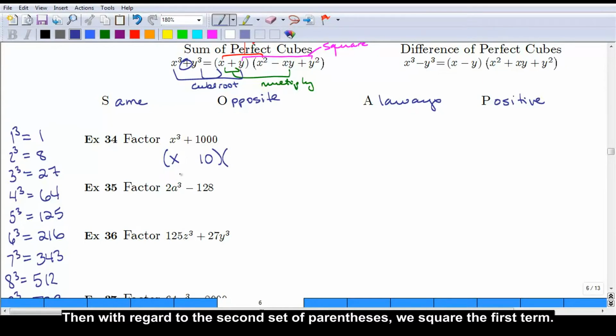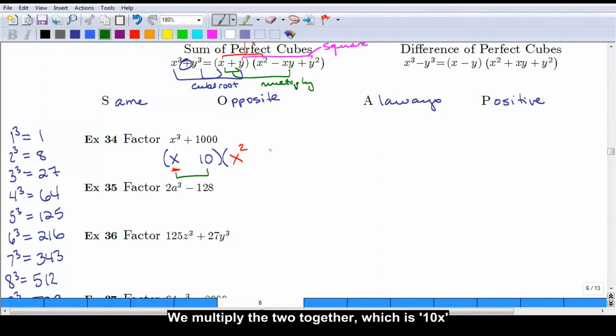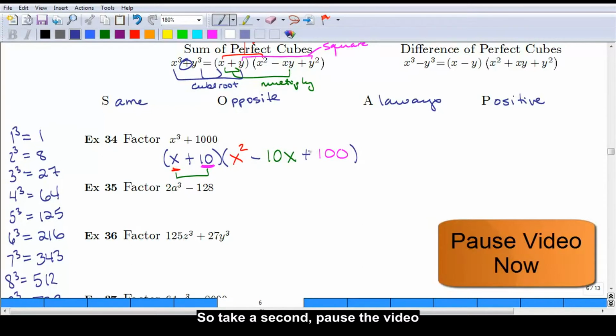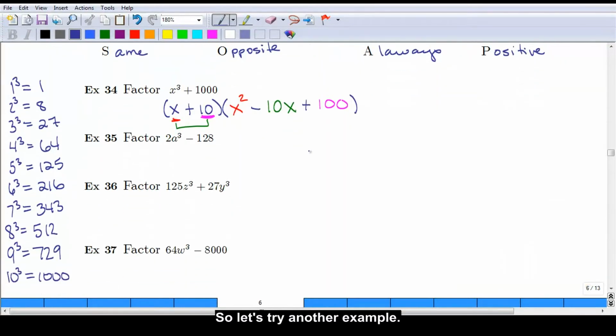Then with regards to the second set of parentheses, we square the first term, we multiply the two together, which is 10x, and we square the second term, which is 100. 10 squared is 100. Last thing we do is we come through with the signs: same, so this was positive, so same is positive, opposite is negative, the last one is always positive because it's squared. So take a second, pause the video if you need to, and see if you can figure out what I did there. So let's try another example.